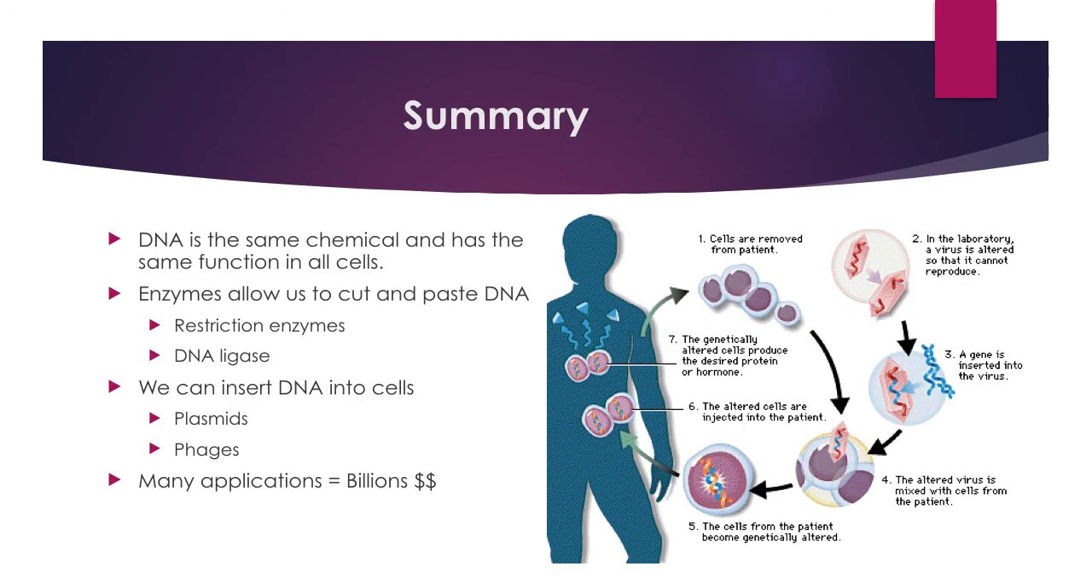So, in summary, DNA is the same chemical in all cells. It has the same function in all cells, and all cells use the same code for making proteins. We have enzymes that can cut and paste DNA to allow us to make recombinant DNA. Then we can insert that DNA into cells using plasmids and phages. We can make medications, ag products, lots of things. We can treat disease worth billions and billions of dollars, and it's not that difficult to do.